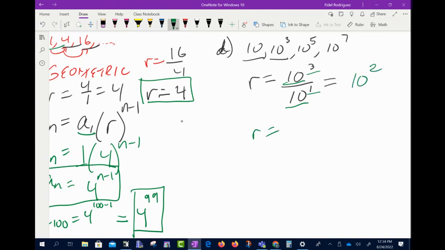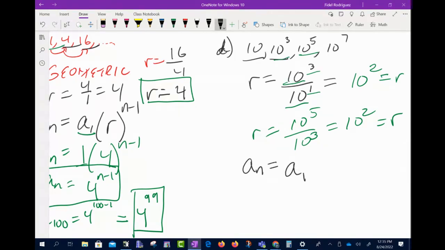Okay? Just to make sure that we're doing this right, you can always do the next two. You can say, look, what's 10 to the 5th divided by 10 to the third? You still subtract your powers: 10 squared, okay? So that right there, y'all, is going to be my ratio. That's my value of R, okay? Now, next thing I'm going to do, y'all, I'm going to write down my formula. For a geometric sequence, it's always A1 times R to the power n minus 1, okay?